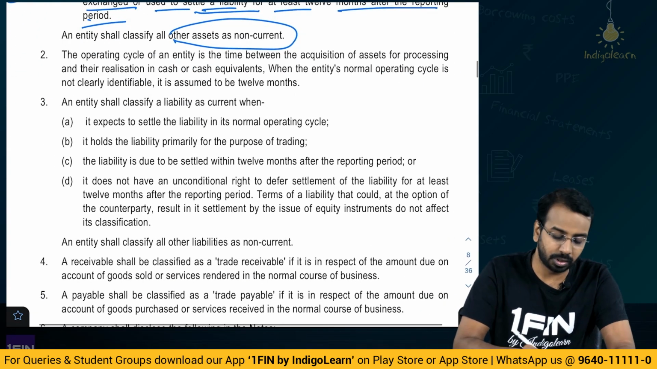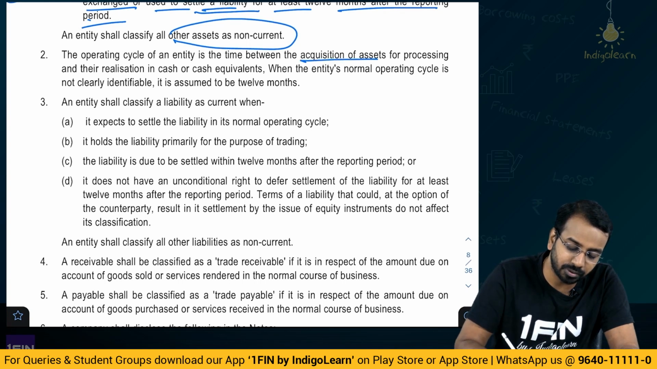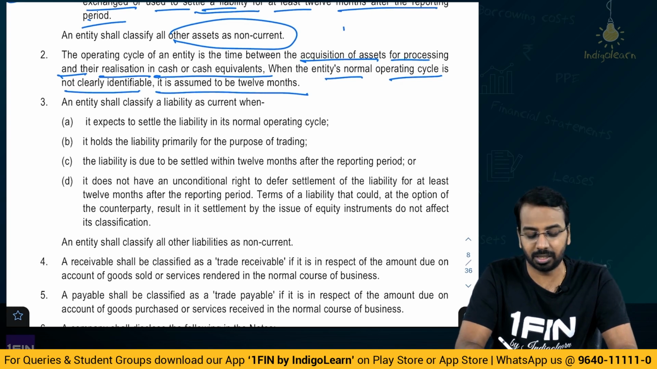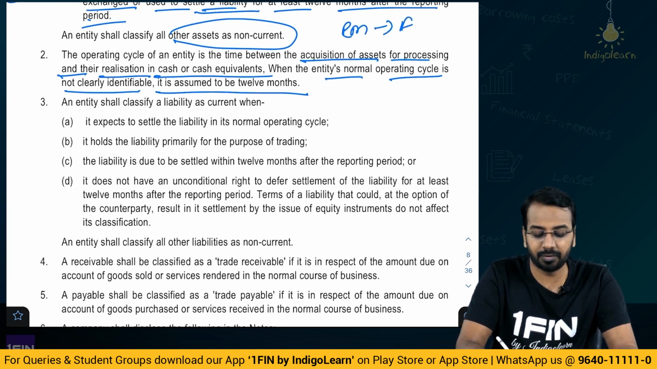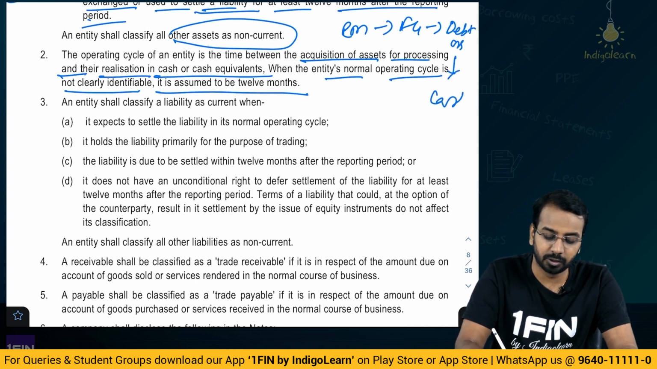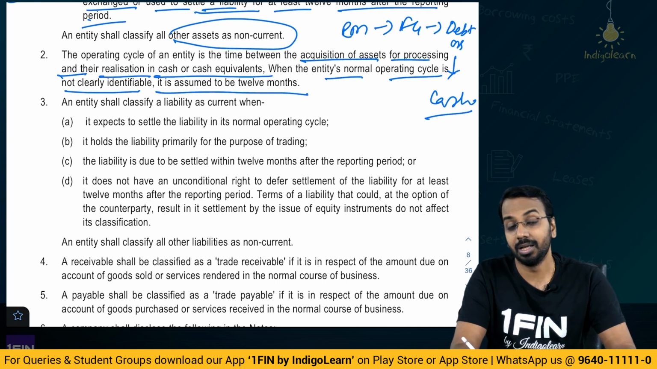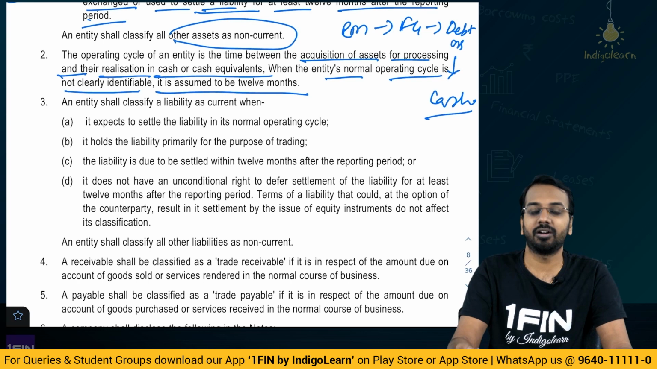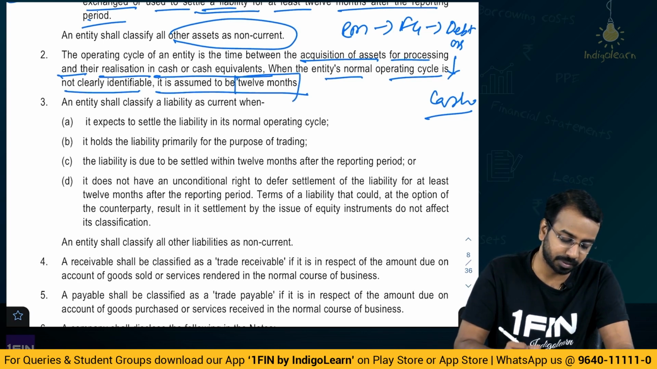Similarly, what is the operating cycle? It is the time between acquisition of assets for processing and the realization in cash or cash equivalents. When the entity's normal operating cycle is not clearly identifiable, it is assumed to be 12 months. So when you purchase an asset, let's say you purchase raw material, then you make finished goods, then you sell it to customers, you have debtors, then you get cash. This duration is called the operating cycle. Something which is consumed within the operating cycle is a current asset. If you cannot identify it, then 12 months is the presumption.